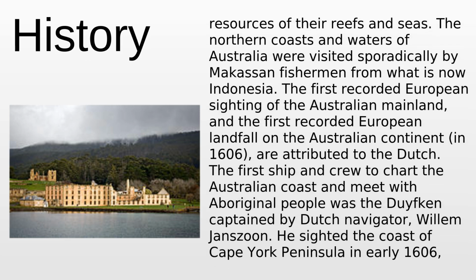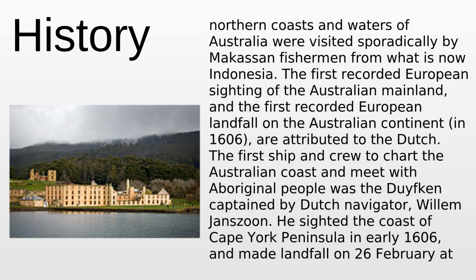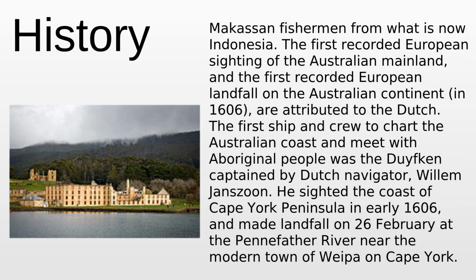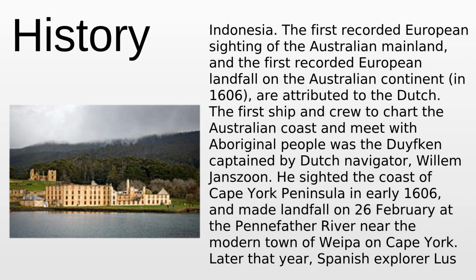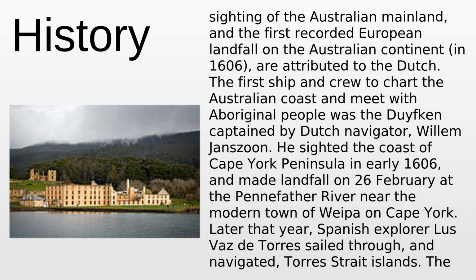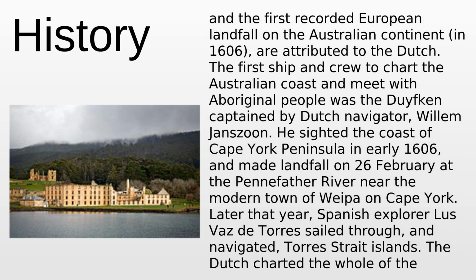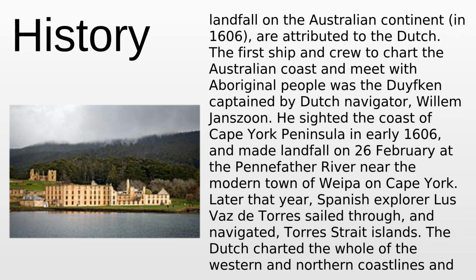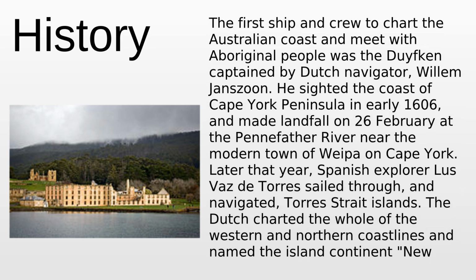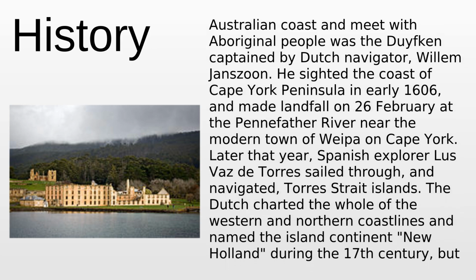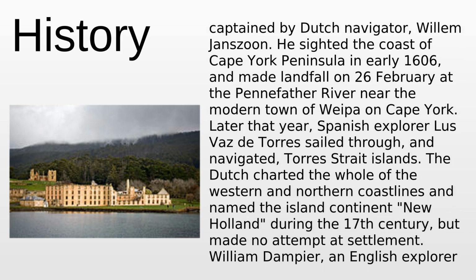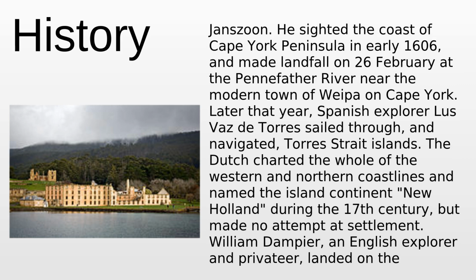The first recorded European sighting of the Australian mainland, and the first recorded European landfall on the Australian continent, in 1606, are attributed to the Dutch. The first ship and crew to chart the Australian coast and meet with Aboriginal people was the Duyfken, captained by Dutch navigator Willem Janszoon. He sighted the coast of Cape York Peninsula in early 1606, and made landfall on the 26th of February at the Pennefather River near the modern town of Weipa on Cape York.